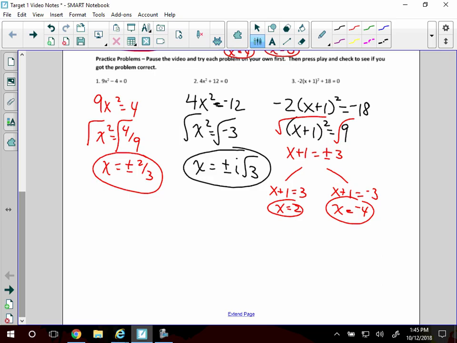So remember, most times when you're solving a quadratic equation, you're going to get 2 solutions. If you're ever square rooting a negative, you're going to get i. And whatever number you square root, remember to put the plus or minus in front of it.